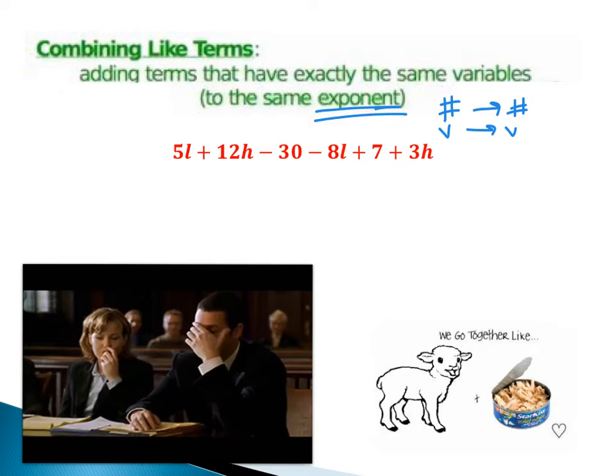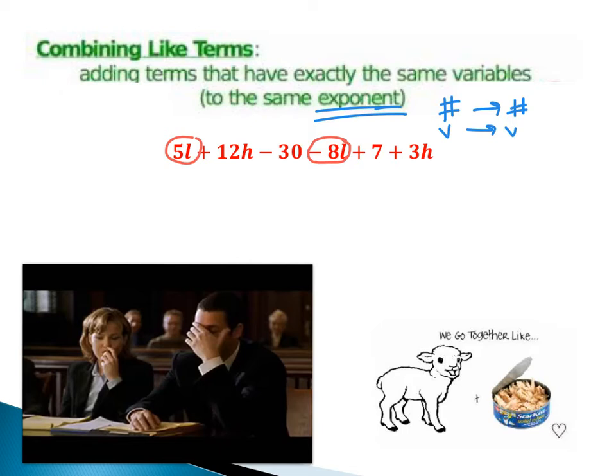But anyways, here we go. We're going to look for things that have the same variable, and again, numbers to numbers. So let's take a look. I'm just going to circle things that are alike. So first one I see is 5L. So I'm going to look for other L's. Well, I have negative 8L, and that's about it.